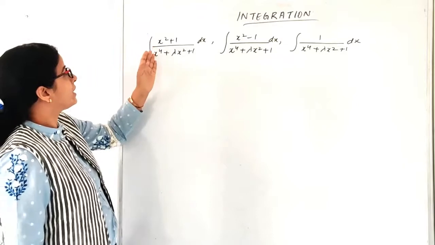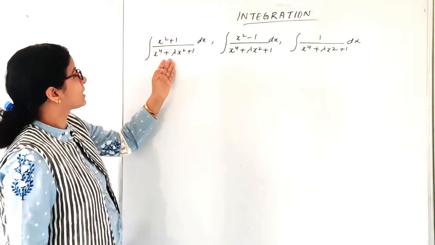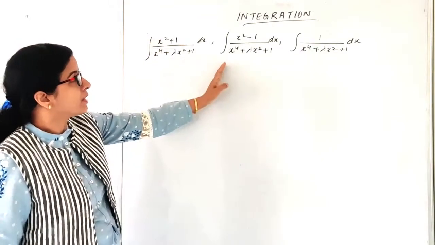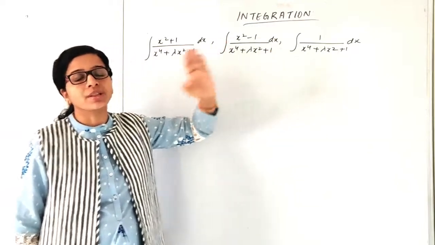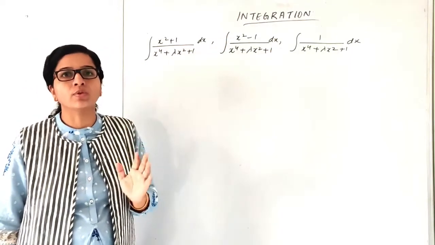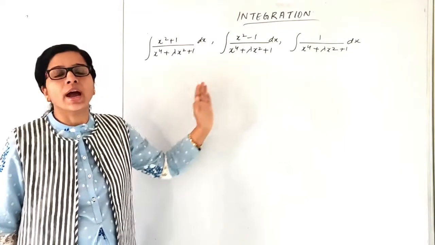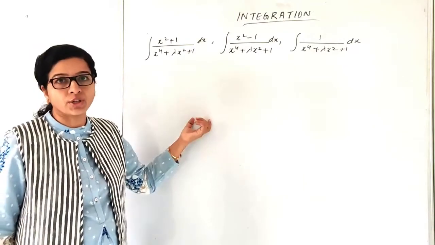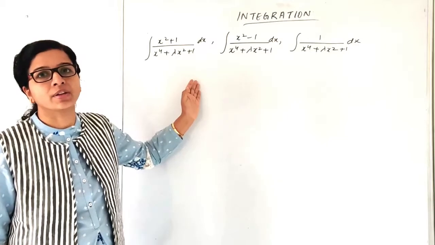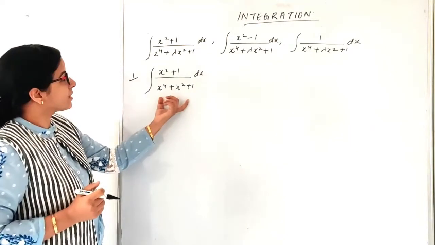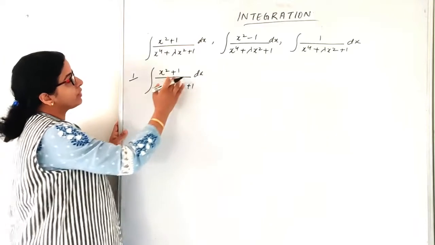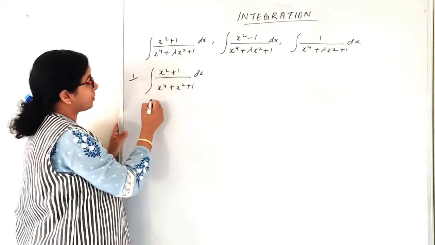So now let us check how to solve these type of integrands. If I have integration (x square plus 1) upon (x4 plus lambda x square plus 1), similarly this integration and this integration. So in these kind of integration, what we do, we divide the numerator and denominator by x square, and then we try to make function in the denominator and the derivative will be in the numerator. So let us check this example. So what we will do, we will first divide numerator and denominator by x square, right?